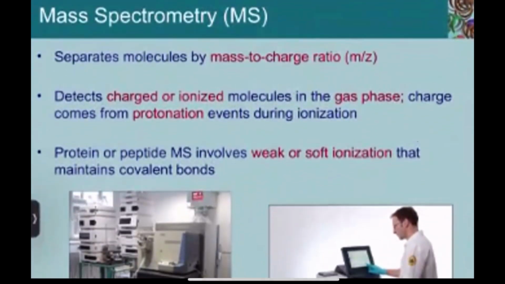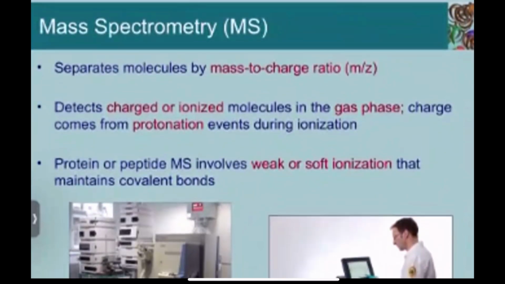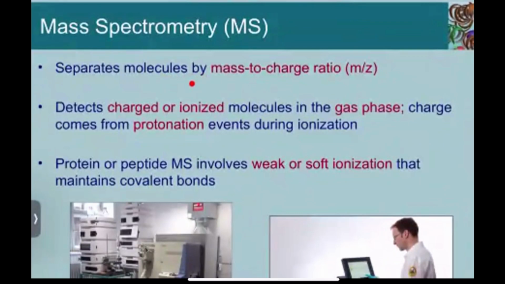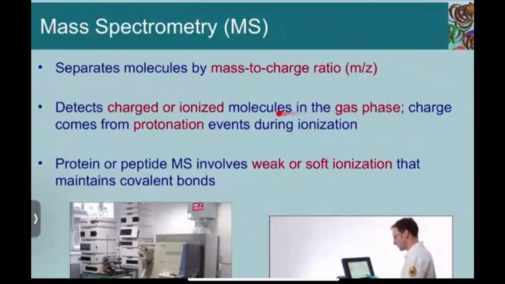So in today's video, we are going to talk about mass spectrometry. Mass spectrometry is one of the methods by which we can analyze molecular weight of a charged molecule. It separates molecules by mass to charge ratio and also it detects charged or ionized molecules in the gas phase, and charge comes from protonation events during ionization.